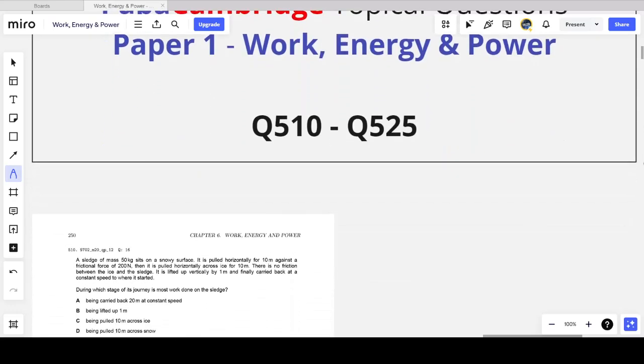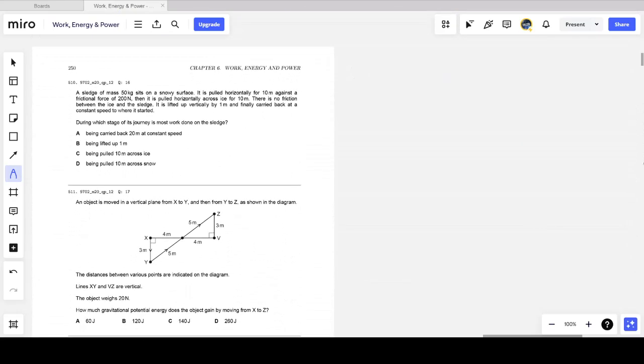And so the first question is 510 as it's numbered on the Papa Cambridge worksheet. It's from the March 2020 exam. It's question paper 1 variant 2 and it's question 16 from that paper. We are told that a sledge of mass 50 kilograms sits on a snowy surface. It is pulled horizontally for 10 meters against a frictional force of 200 newtons. It is then pulled horizontally across ice for 10 meters and there's no friction between the ice and the sledge.